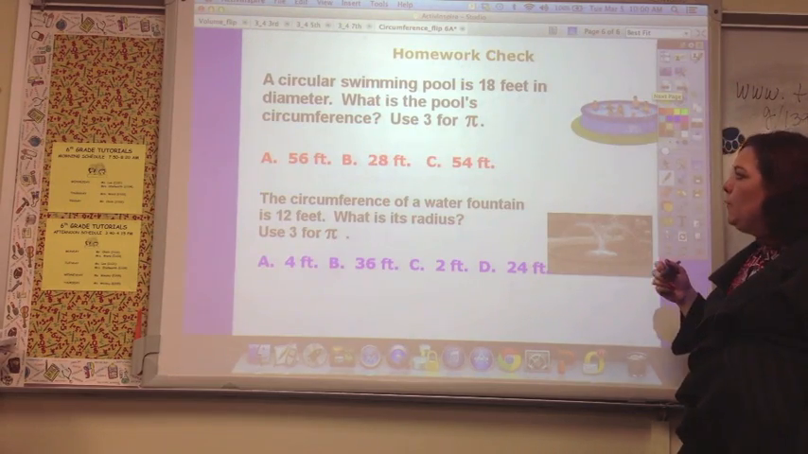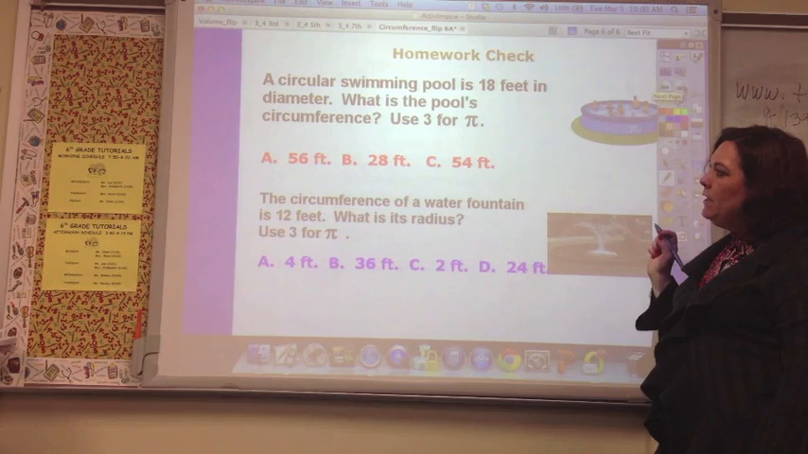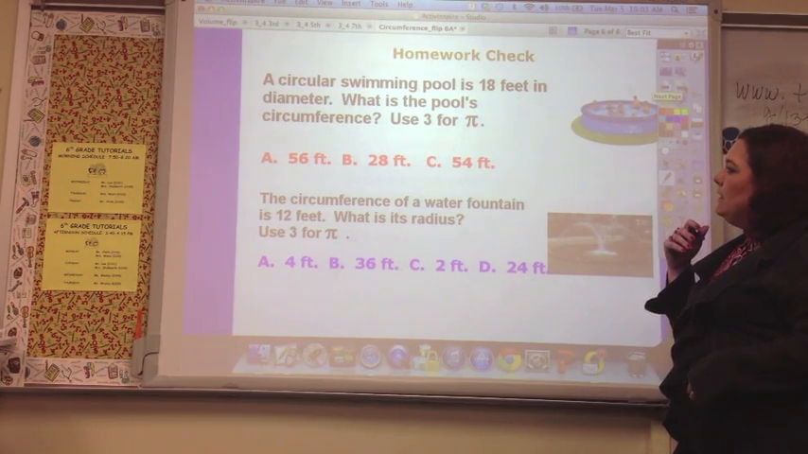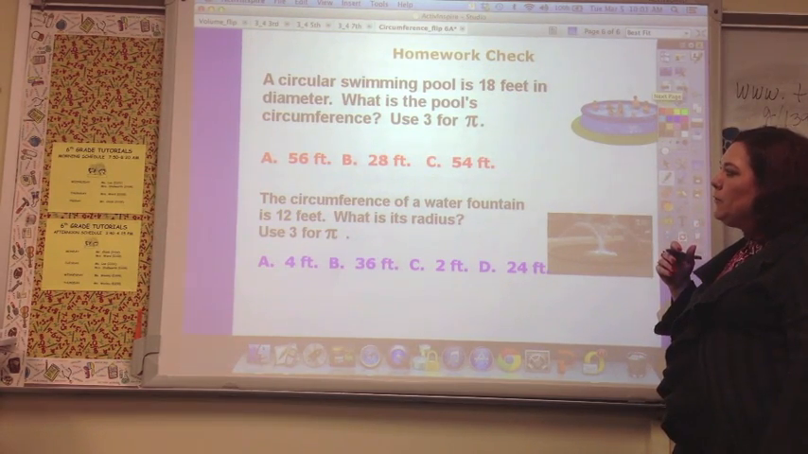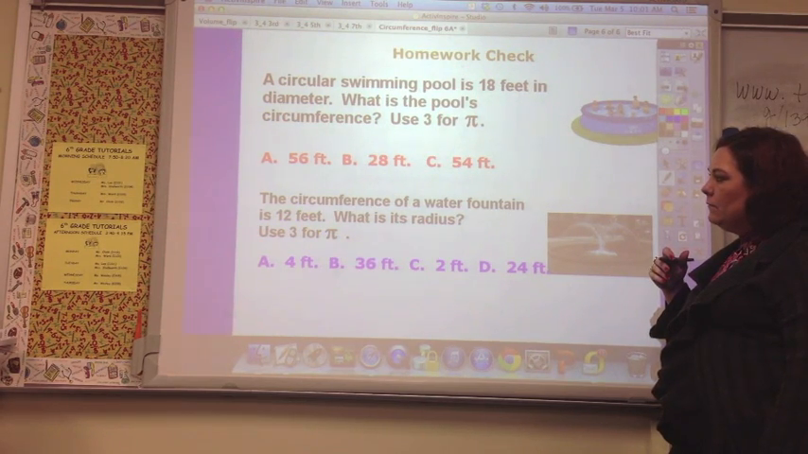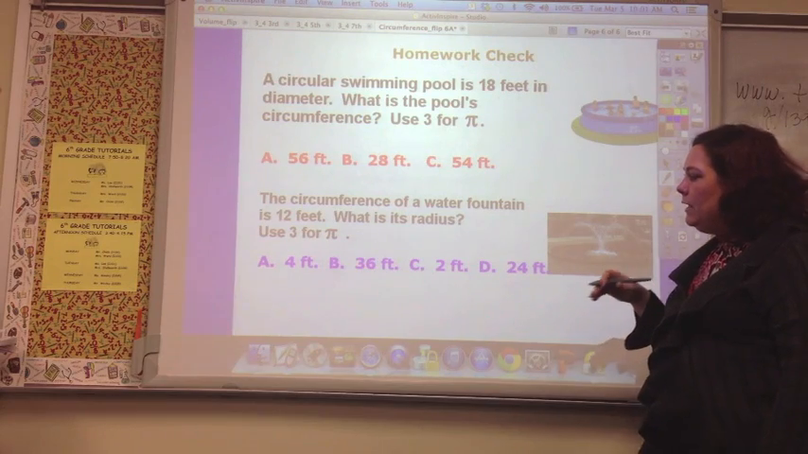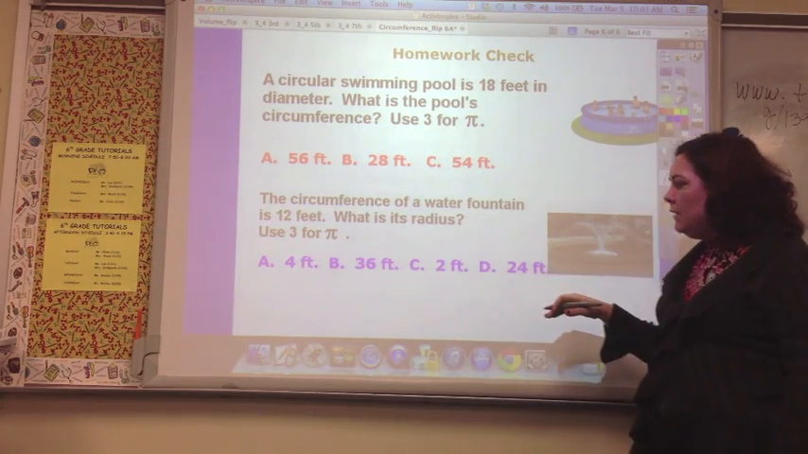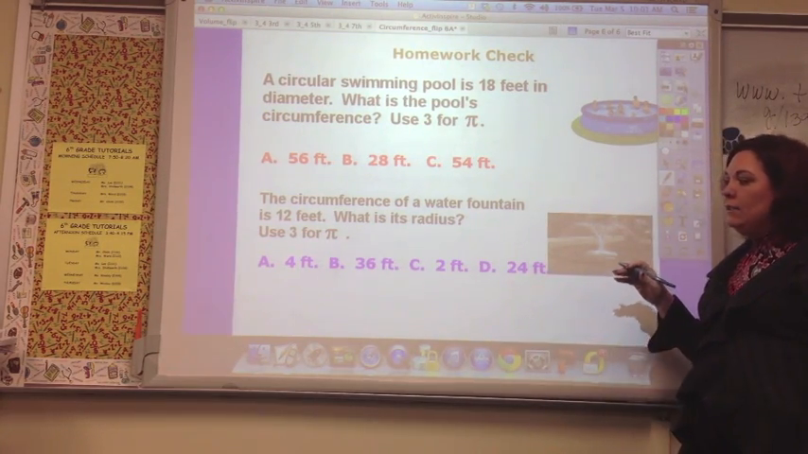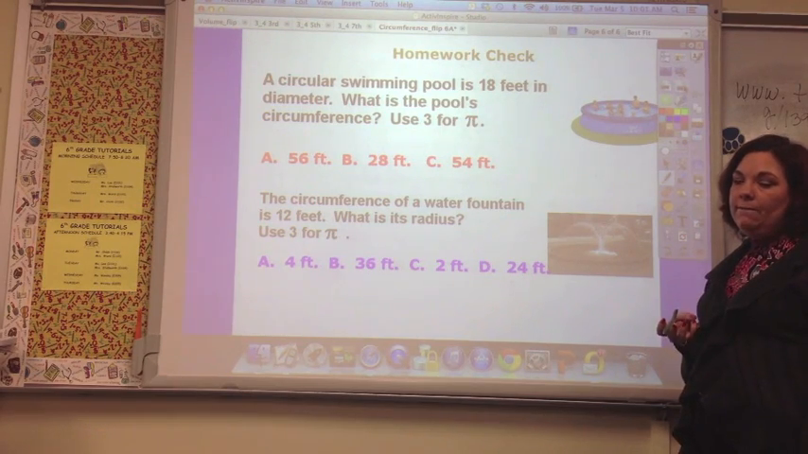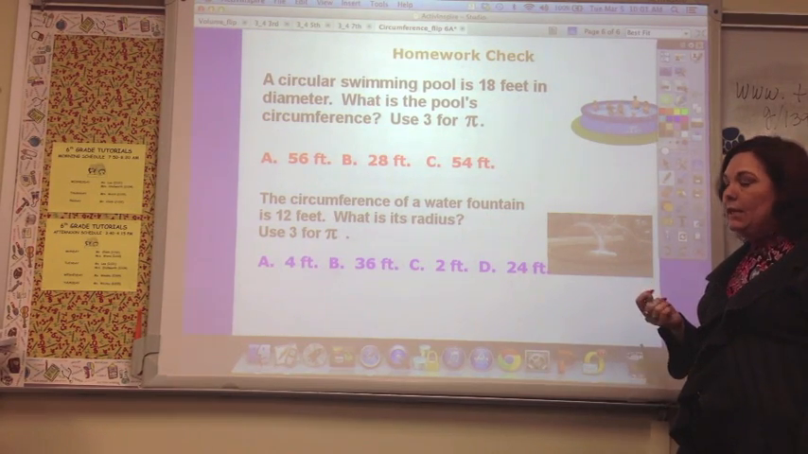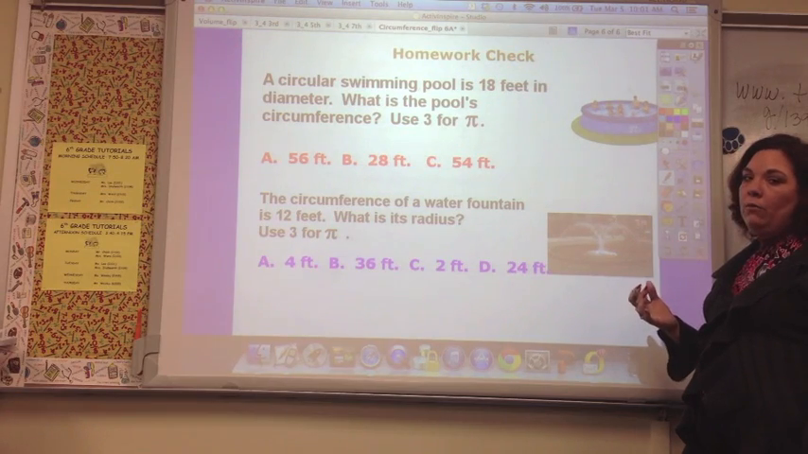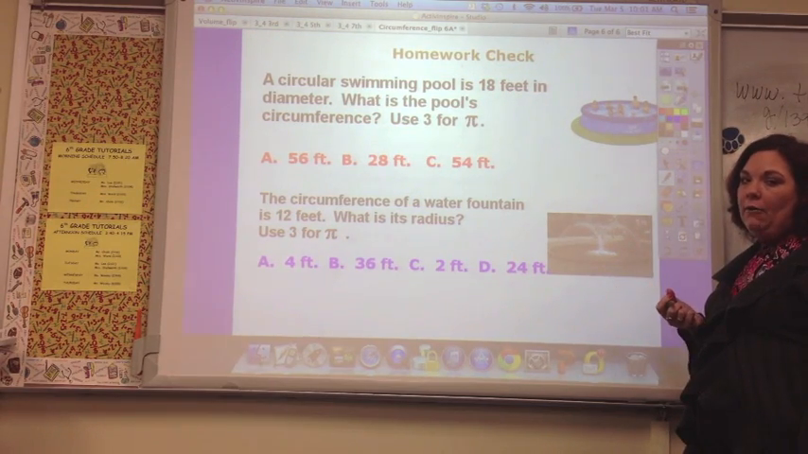So here is your homework check. The first one is a circular swimming pool is 18 feet in diameter. What is the pool's circumference? Use 3 for pi. And the second one is the circumference of a water fountain is 12 feet. What is its radius? Make sure you write down the formula that applies to radius and that you fill in what you know so that you can find out what's missing.